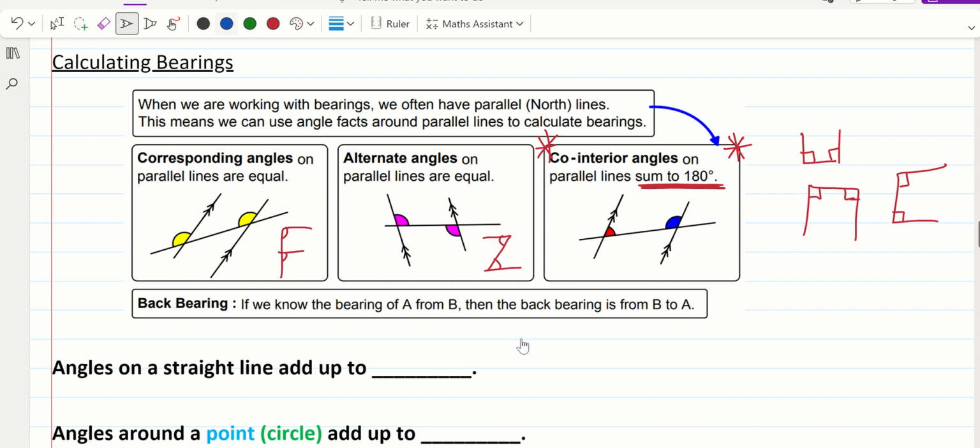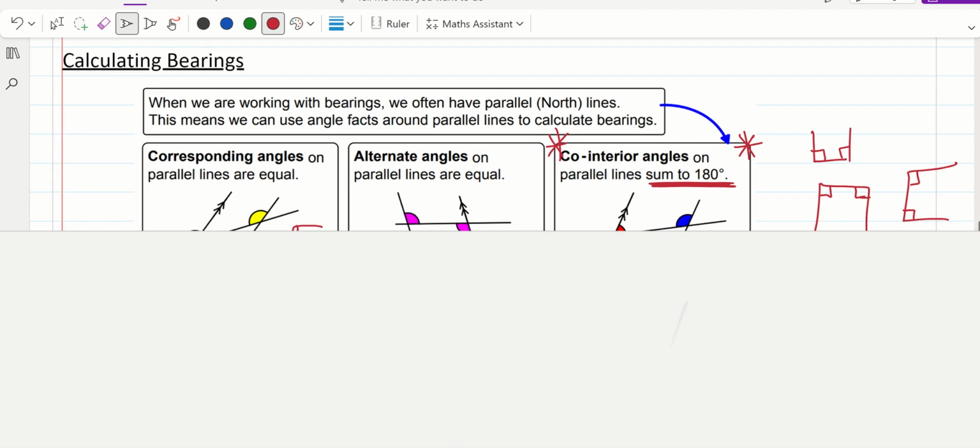And then we also need to remember that angles on a straight line add up to 180 degrees, and angles around a point or around a circle add up to 360 degrees. Those three are really important for the topic of bearings. So this and this and the co-interior angles.